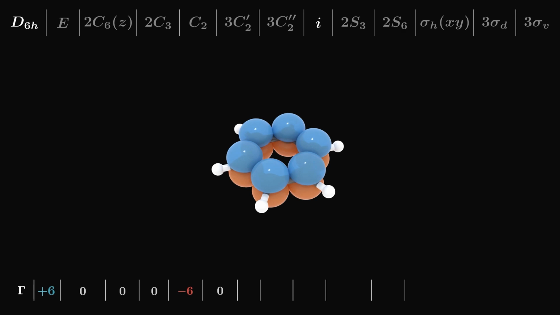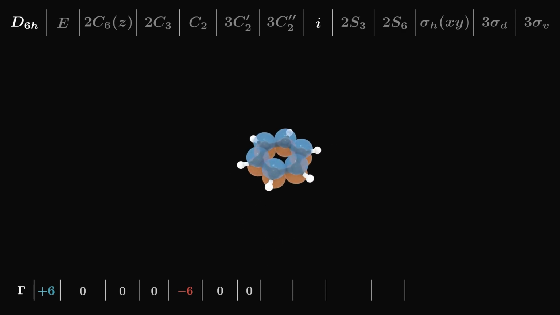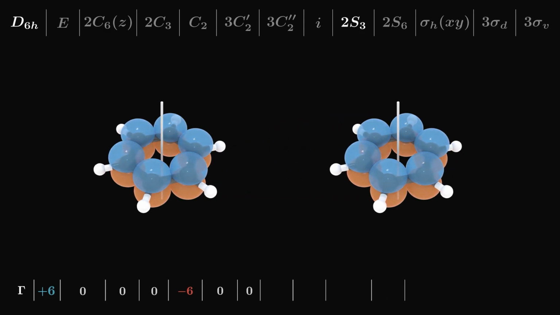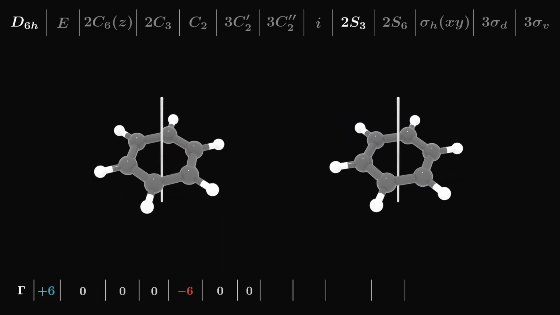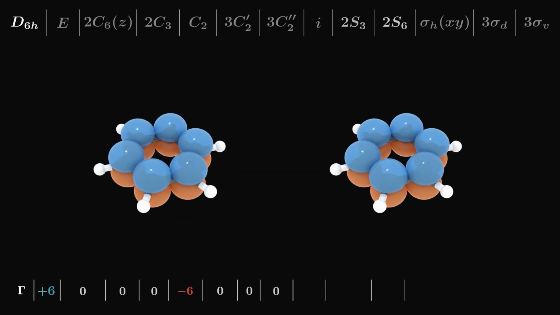Next, for the inversion operation, all atoms have their orientations inverted. However, they also do leave their starting positions, giving each one a trace of 0. Next, we have an S3 improper rotation. Since this operation involves performing a C3 rotation followed by reflection, and since the C3 rotation takes all of the atoms away from their starting positions, that means this operation has an associated trace of 0.